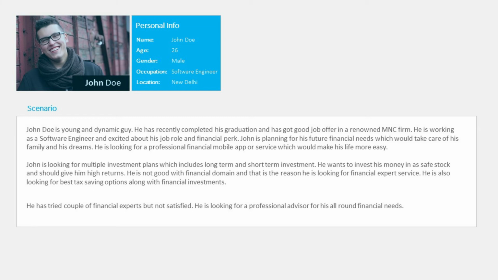Okay, so what are some knowledge gaps in this? John is not familiar with the financial domain, if you see in the second paragraph, and that is the reason he's looking for some financial expert. So we get to know about the user, his frustration, his background, his knowledge gap. Okay, so these are the three important components that should always be part of a scenario. I've highlighted those in red lines.